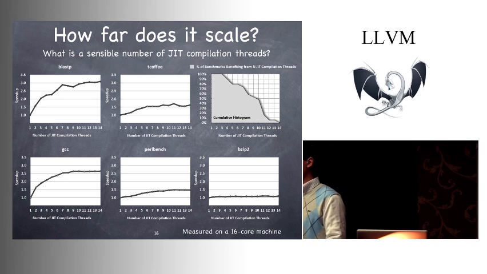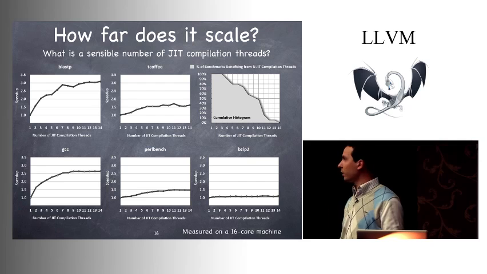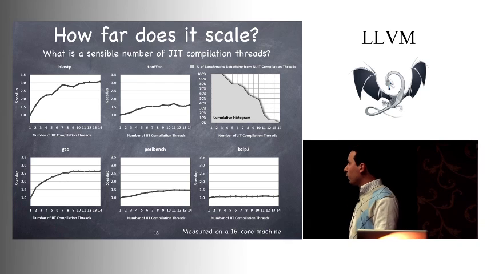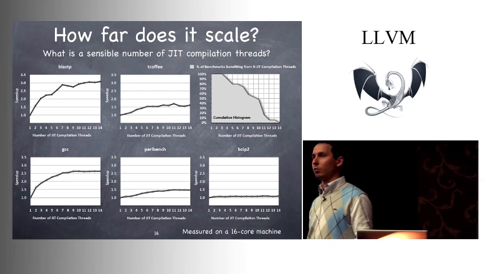Now, maybe you remember I said earlier, we chose a configuration where we would use 3 parallel JIT compilation threads. Well, how do we come up with the number 3? What is the right number of JIT compilation threads? How far does it scale? Well, the answer is, it depends on the application you're running.